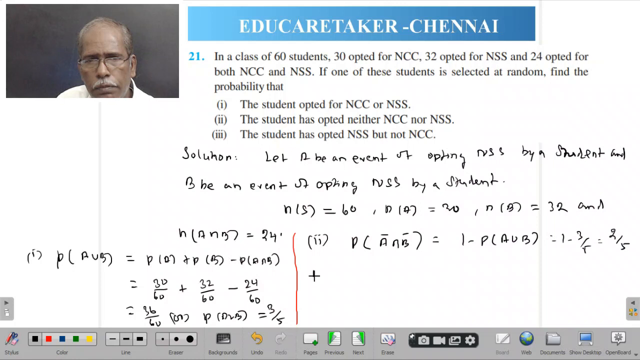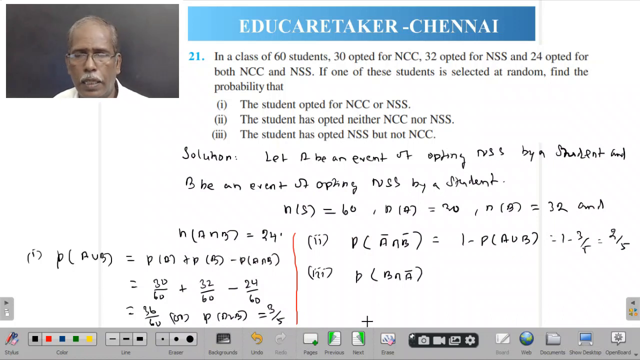And the third one: the student has opted NSS but not NCC. Opted for NSS but not NCC means opted for NSS, meaning B, but not for NCC, A complement. So this is nothing but P of only B.